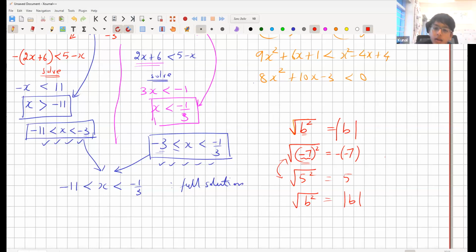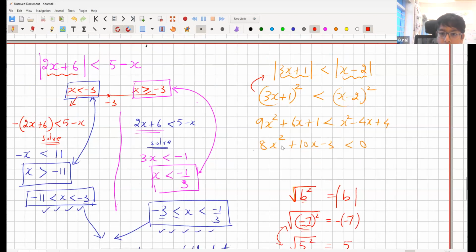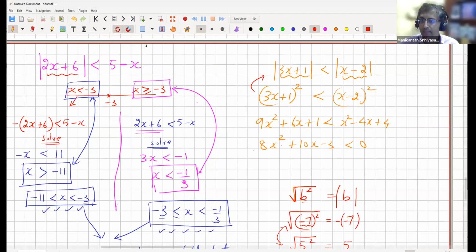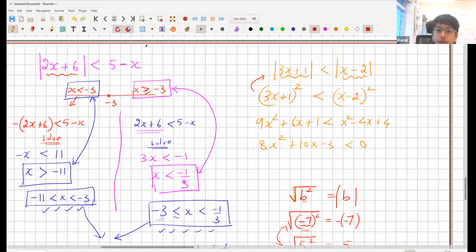Yeah. But in this sum we are doing the absolute value of 3x plus 1 is less than the absolute value of x minus 2. So if 3x plus 1 is negative, then it's not like the -7, because the negative is accommodated inside the 3x plus 1, right? You don't need to write a -7. We can write like how you wrote in the first example, a b, just a square root of b square.